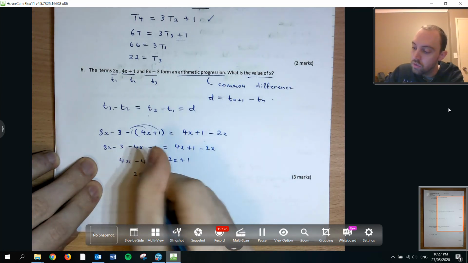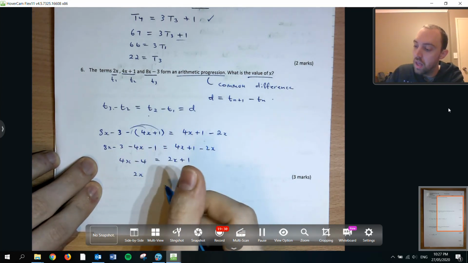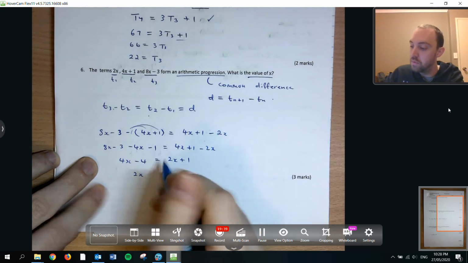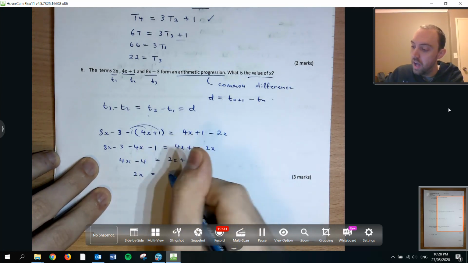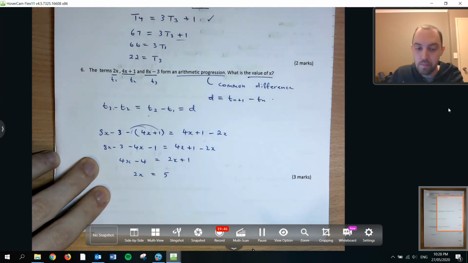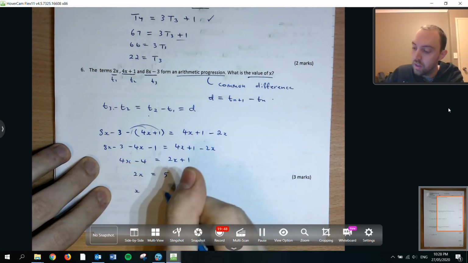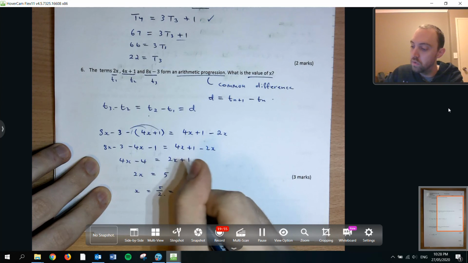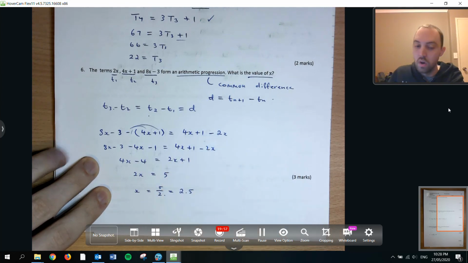So I've got 2x, and I'm going to skip a step here. I'm going to bring the negative 4. I'll get rid of the negative 4 here at the same time. The opposite is to add 4. So I get add 4 to both sides. 1 plus 4 is 5. X is equal to, opposite of times by 2 is divided by 2. You can write the fraction or the decimal if you like.